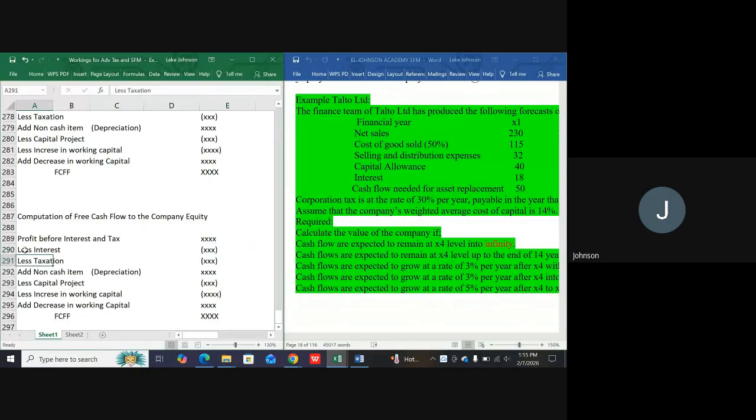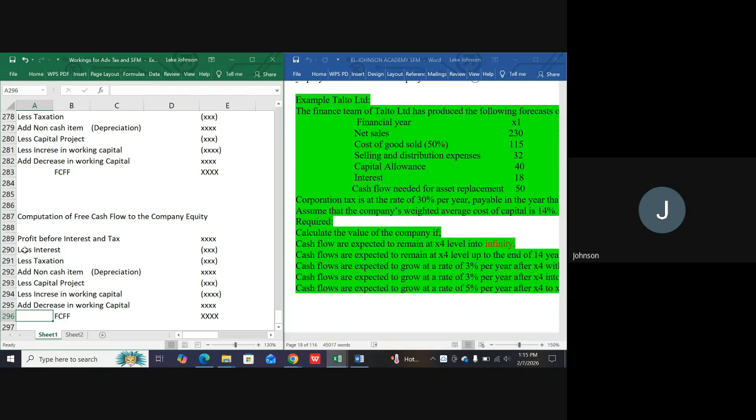So when you less your interest, the next thing you want to do is less your taxation, then add your non-cash items, which is depreciation most of the time. You want to also less your capital project. You want to less your increase in working capital or add your decrease in working capital.